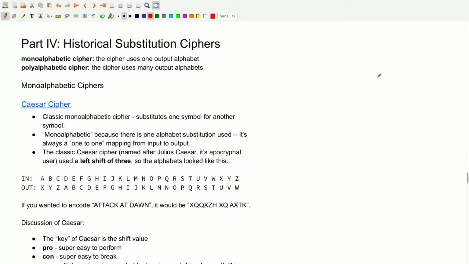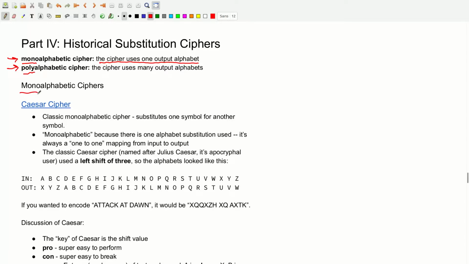All right, now let's talk about some historical substitution ciphers. First of all, we're going to talk about monoalphabetic ciphers. Mono meaning one, a monoalphabetic substitution cipher uses one output alphabet. There's one translation. A polyalphabetic cipher is going to use multiple alphabets. We're going to start with monoalphabetic ciphers.